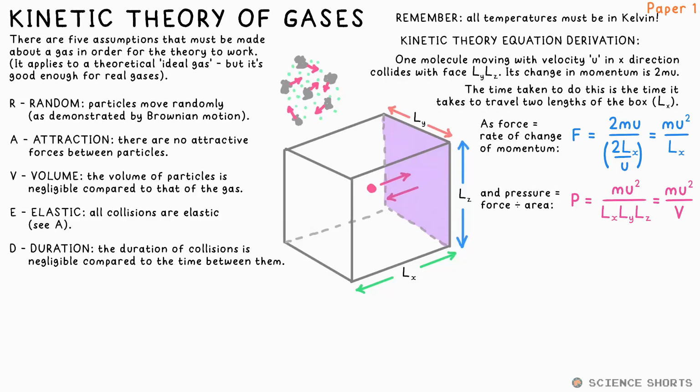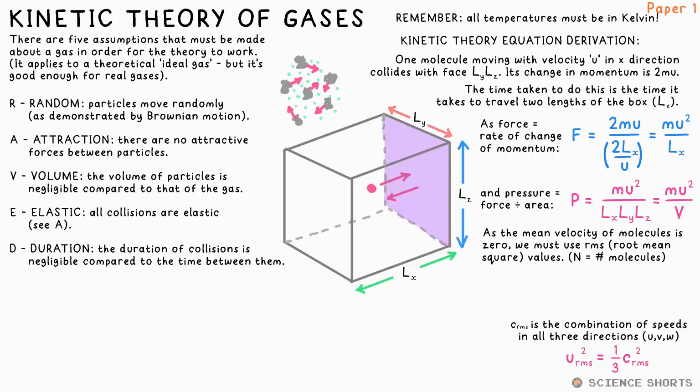Pressure is force divided by area, so dividing by Ly Lz, we end up with P equals mu squared over all 3 lengths, and so that's the same as mu squared over the volume. As any molecule can travel in 3 dimensions, we can say that u squared is equal to a third c_rms squared. c_rms is the root mean square speed. This is essentially a usable average speed of the particles in a gas.